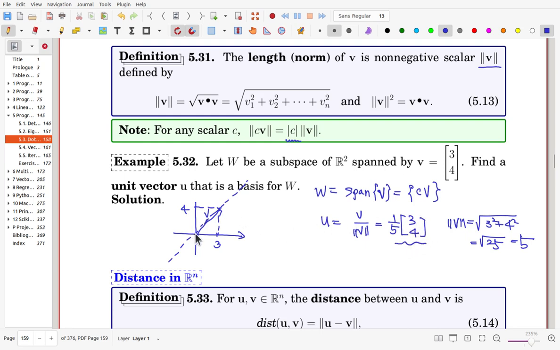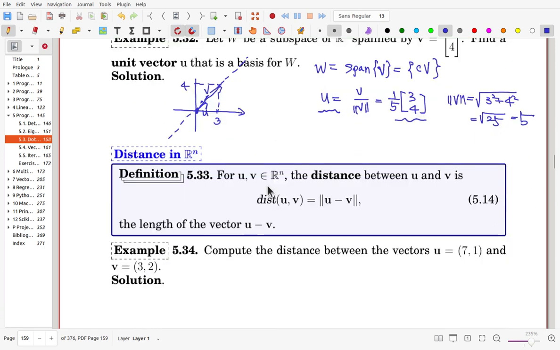So it'll be a smaller one around here. That is U, and scalar multiples of this U. If we collect all of them, then eventually it becomes the subspace W. So U itself will form a subspace, a basis for W.